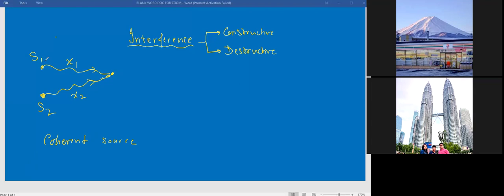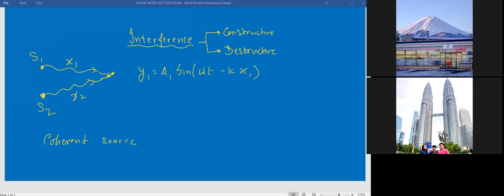Now when only S1 was active, imagine that S2 is not there, the particle movement under the effect of the S1 wave is A1 sine omega t minus kx1, let's say.